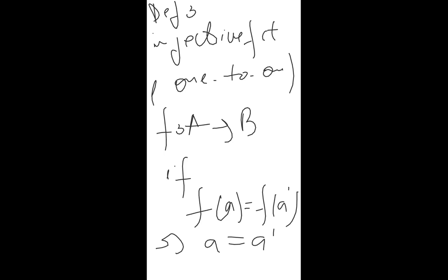So what this means is that for each pair of distinct points of A, their images under F are distinct. If these are different, they would map to different images in the set B. This would map to b, and this would map to b', and they would have to be different. If they're not different, they're equal. So this is what it means to be an injective function.